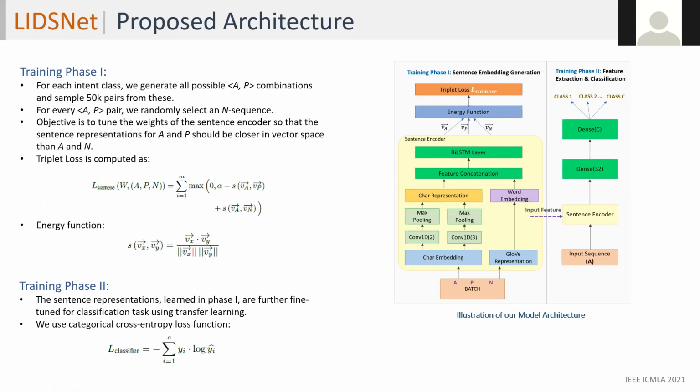In training phase 2, which is basically this phase, we pass those representations through a feed-forward neural network, which acts as a classifier to compute the probability distribution over the defined intents.